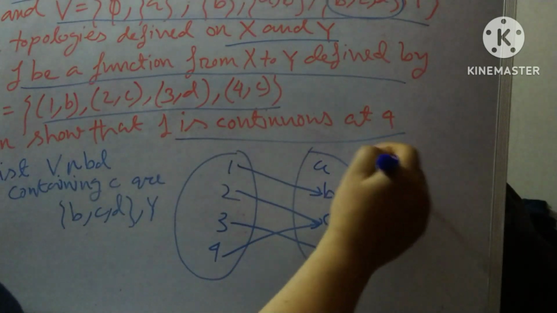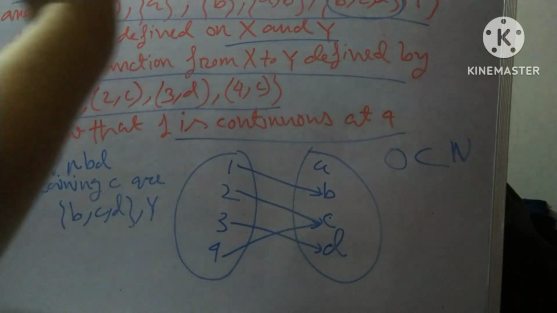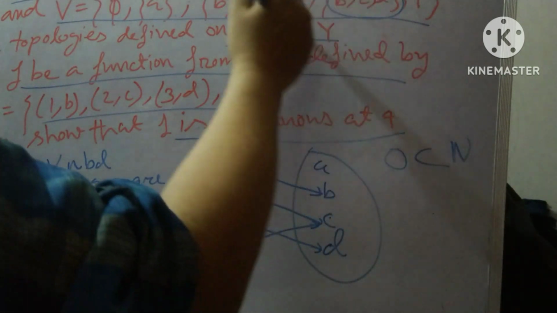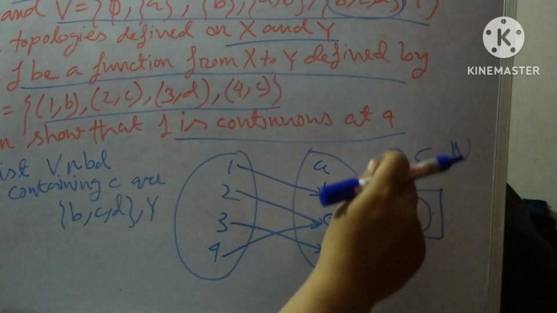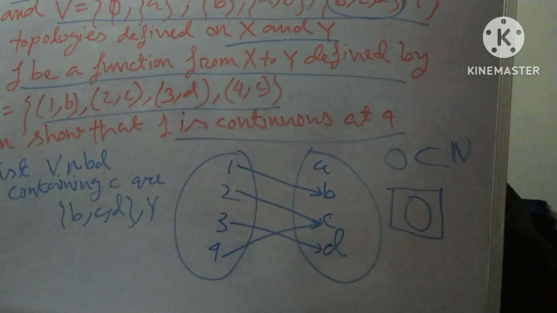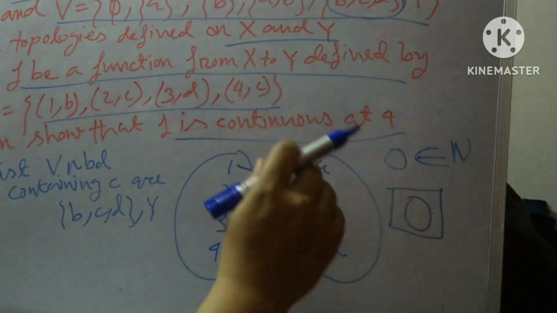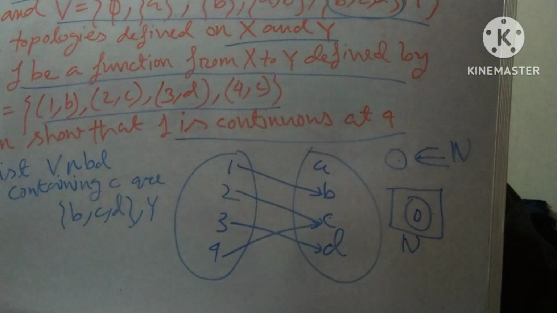Must remember, an open set belongs to the neighborhood. The open set {b, c, d} is open, and another neighborhood is Y. Always remember that if an open set O is contained in N, then O belongs to the neighborhoods. I have already very clearly explained what an open set is. So only {b, c, d} and Y are possible.